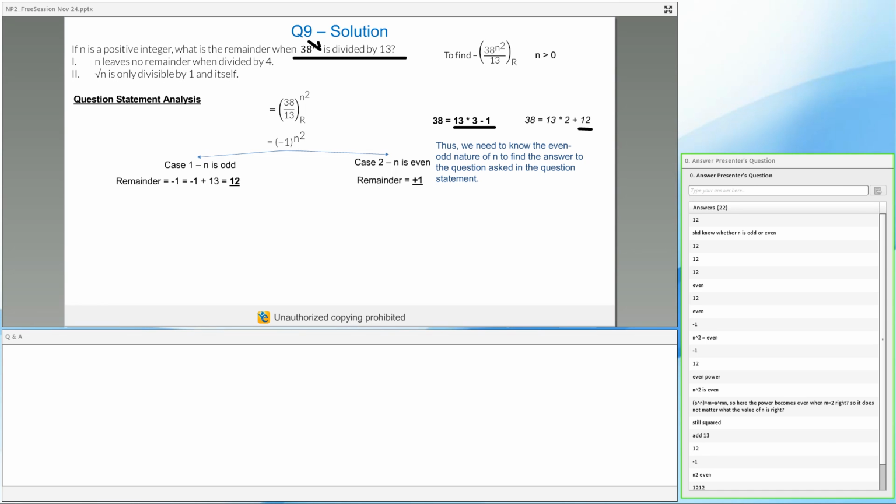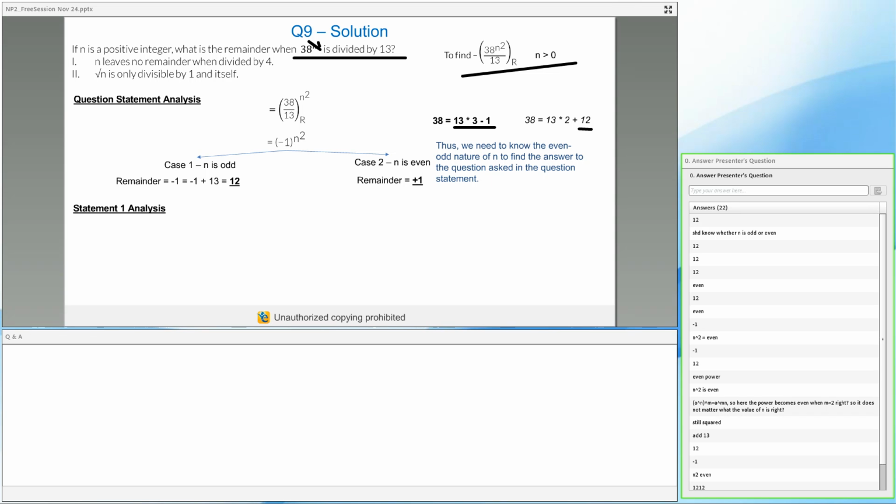So now the question becomes, while analyzing the statements, you need to figure out what n is. Did you notice we started from finding out the remainder, and doing the pre-analysis helped us understand that the only thing we need to know to find the answer is the even-odd nature of n? That's it. Okay.